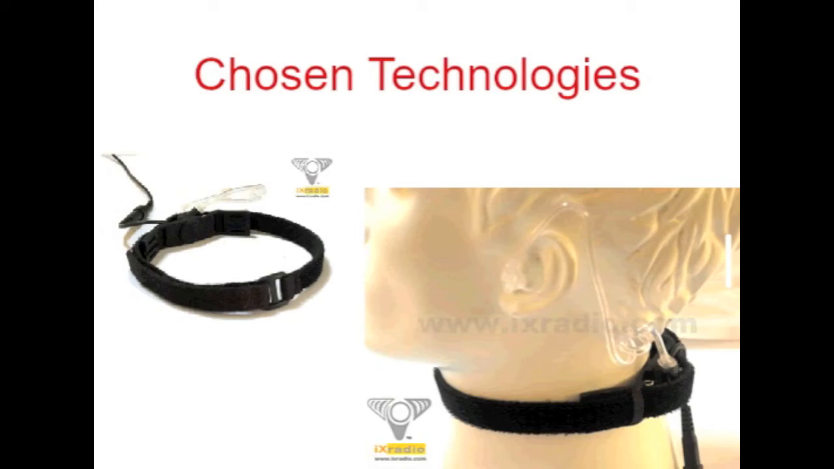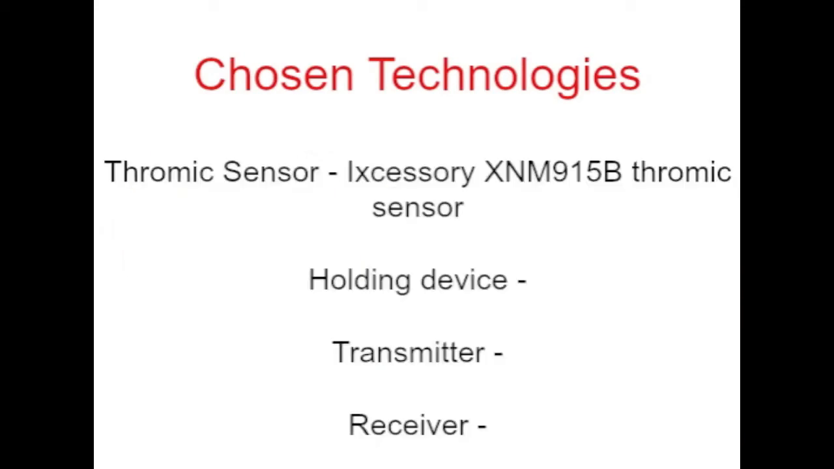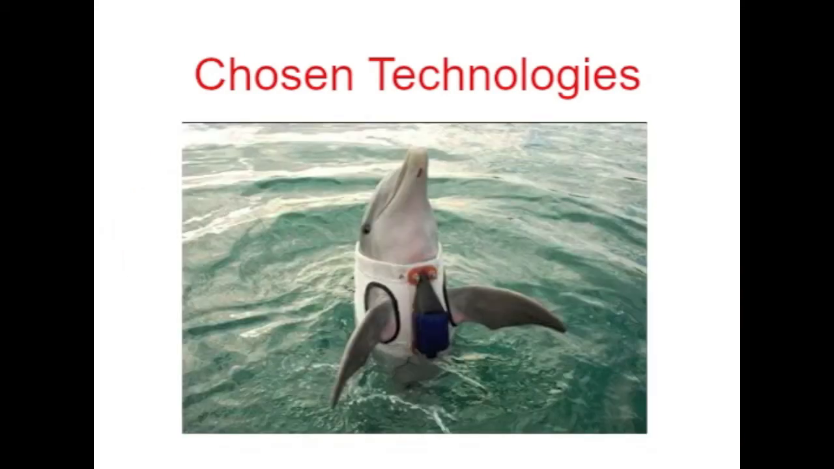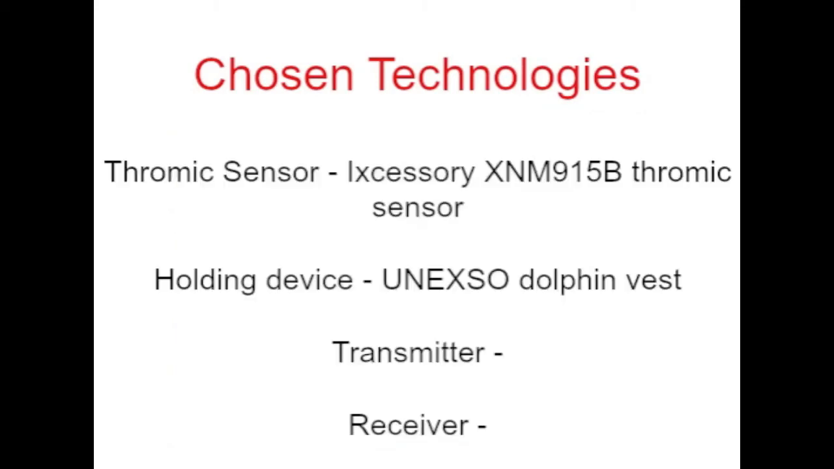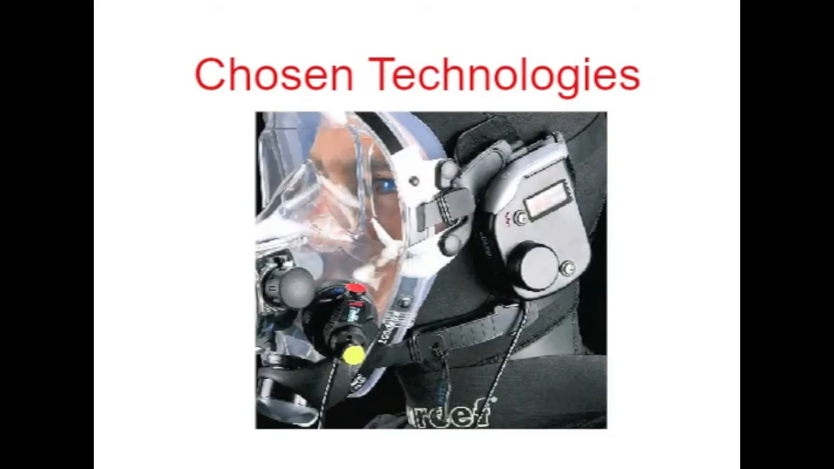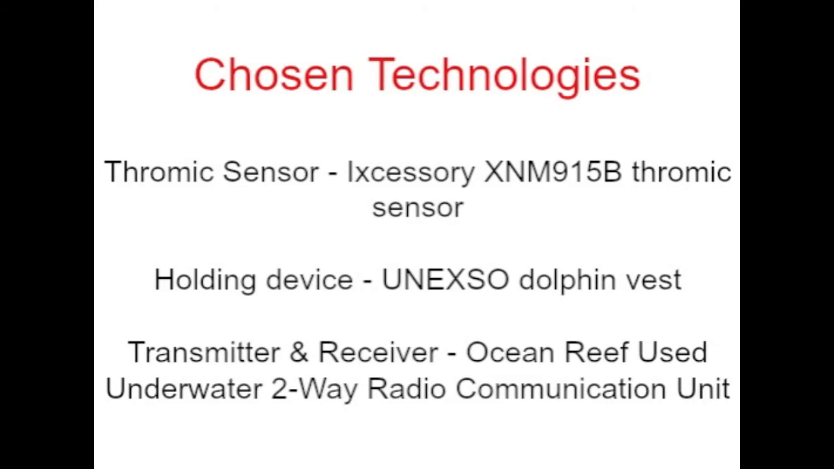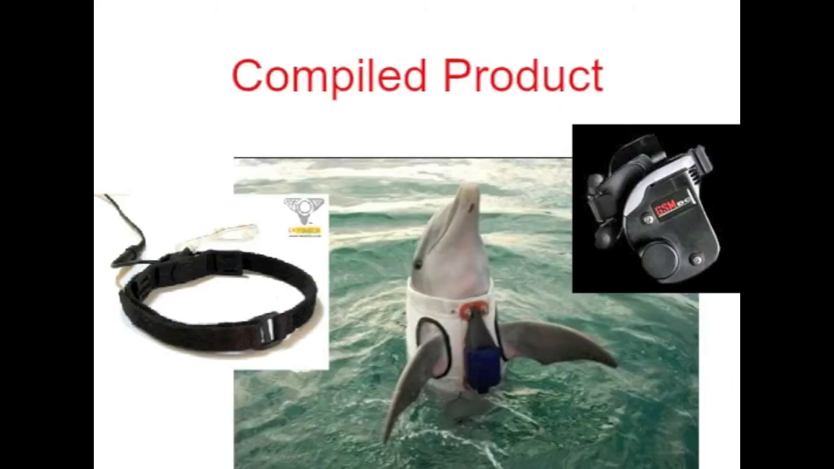XN-M915B thromic sensor. To hold the sensor and other devices, we propose using the pre-made vests made by UNESCO, the Underwater Explorer Society. As we decided on underwater two-way radios, the natural product was to choose the Ocean Reef Used Underwater Two-Way Radio Communication Unit. Compiled, our final product will look like this.